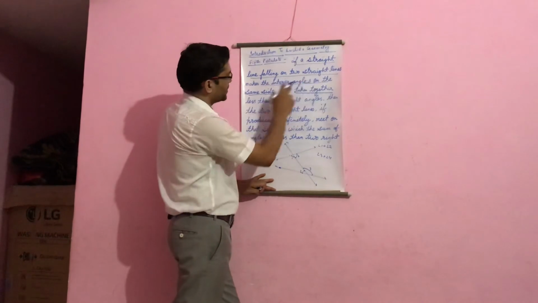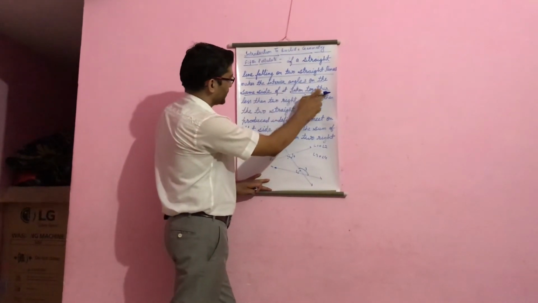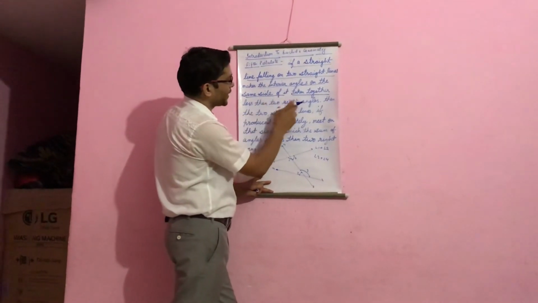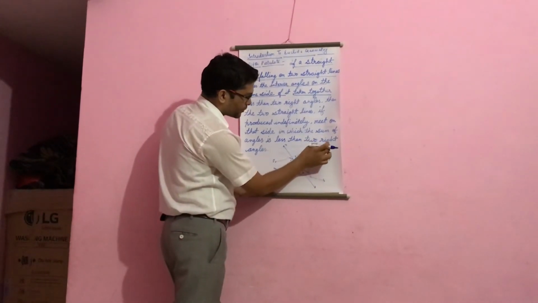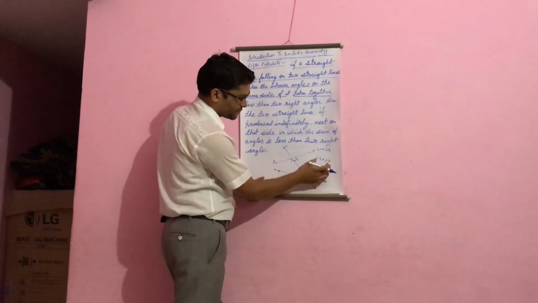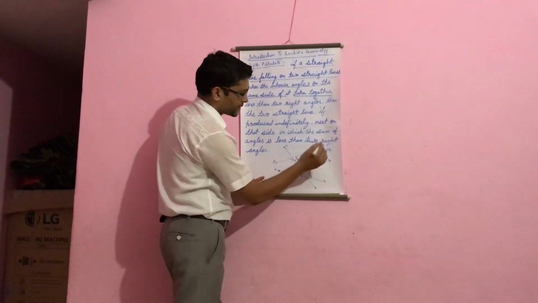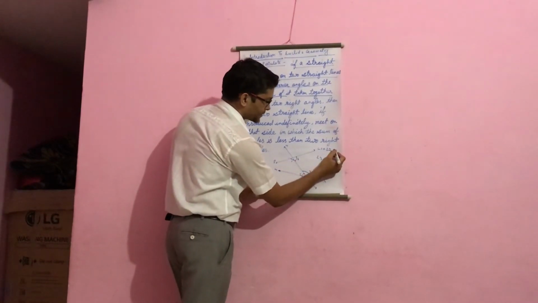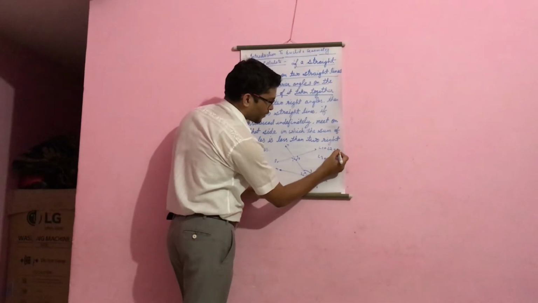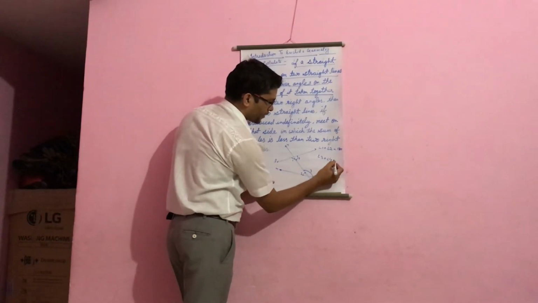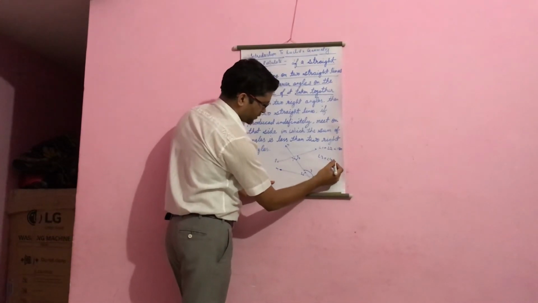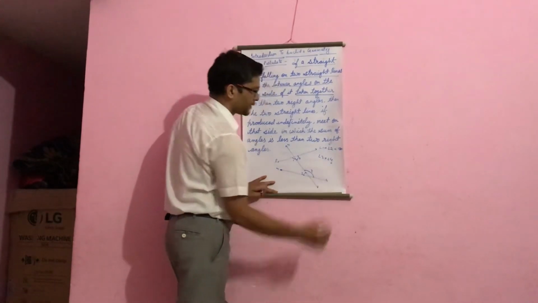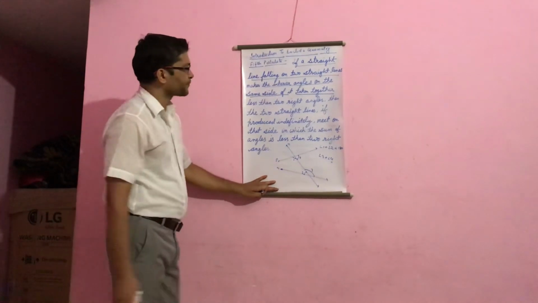The interior angles on the same side of it taken together less than two right angles. Now we have to see the sum of which two interior angles on the same side of the transversal is less than two right angles, that is less than 180 degree. Either this or this, less than 180 degree.